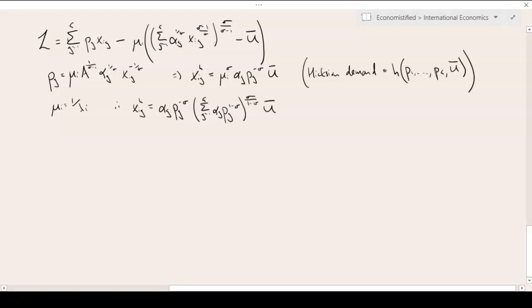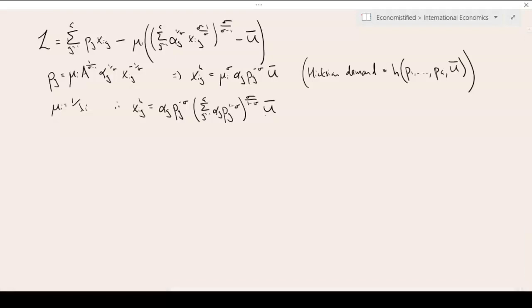Okay, so Hicksian demand, and you should again derive this for yourself, is just a function of all the prices. Again, we have a sum over all the prices here, and some arbitrary level of utility. Now, we can also calculate the elasticity of demand with respect to a change in the price for the Hicksian demand.